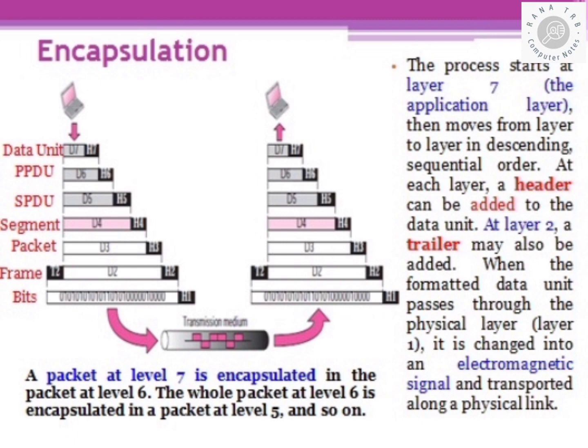At each layer, for example, a header can be added to the data unit. Got it? When they reach layer 2, a trailer may also be added. When the data unit is formatted, it is passed through the physical link. It changes into an electromagnetic signal and is transported.